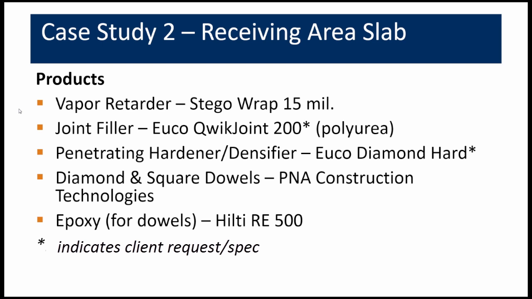The penetrating hardener and densifier was a Euclid Chemical product, and then the dowels were a P&A Construction Technology product.